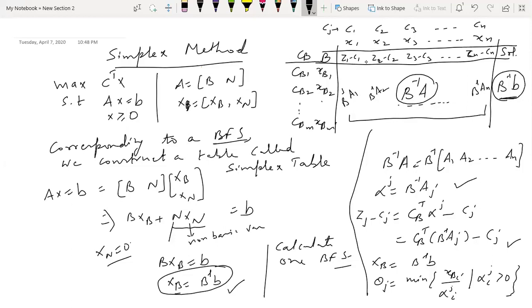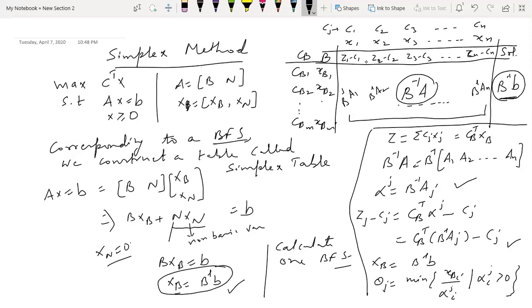Of course, one more thing we are going to calculate is the objective function value. Objective function value is my summation cj xj, because the non-basic variables are 0. So the objective function value is calculated only in terms of the basic variables. So this is nothing but CB into XB. You basically multiply this CB with this right hand side vector, and you will get the objective function value at the current basic feasible solution. So these are the few formulas that we will be calculating before we construct the table.